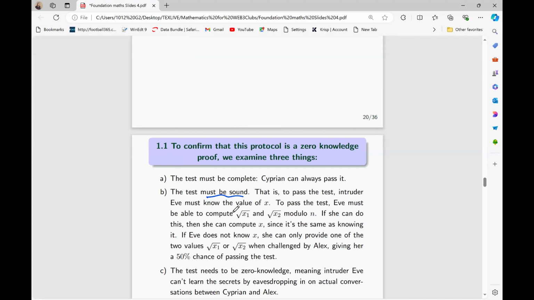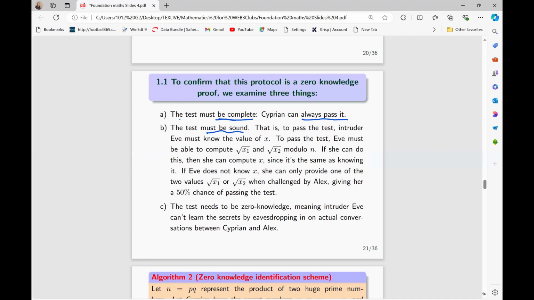In other words, for you to pass the test, you must prove by getting all questions correct. So the test must be complete. For the test to be complete, it means the person who claims to have the information must pass all the questions, must always pass. So if he always passes, then we say that that test is complete.